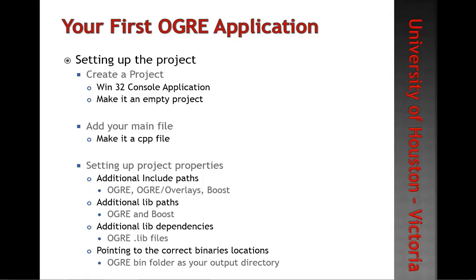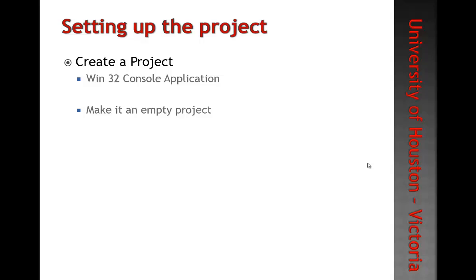It is a C++ project, so we are going to go ahead and create a project, and we're going to make it a console application and an empty project so that we can add only the libraries and dependencies we need. And then we're going to add a main file, and then we're going to set our project properties. So let's go ahead and start working on it. The first thing to do is to create our project. And again, as I said, we're going to make this a console application and make it an empty project.